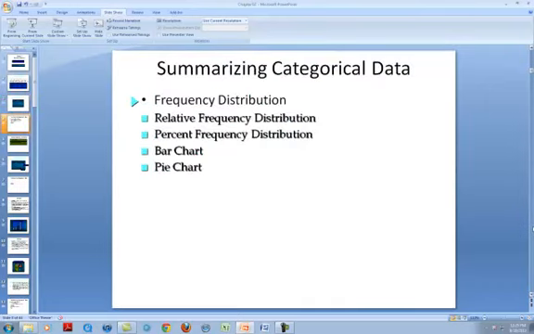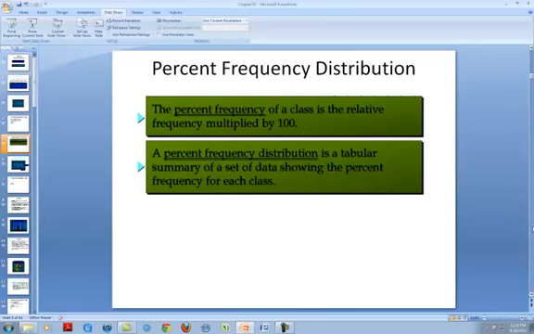There's another way we can usefully organize categorical data to enable us to obtain insights. So we can also look at what are called frequency distributions and charts. Let's consider the concept of frequency distribution first. The percent frequency of each class or each category is the relative frequency multiplied by 100. A percent frequency distribution is then just a summary in tabular form showing the percent of the responses that show up in each category. So let's look at the following table.